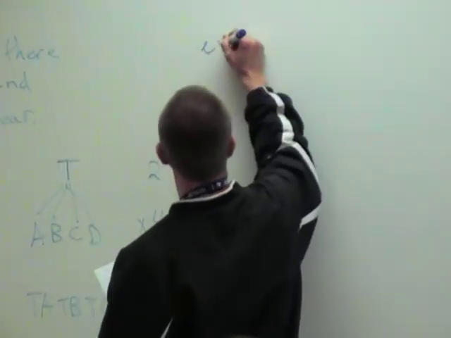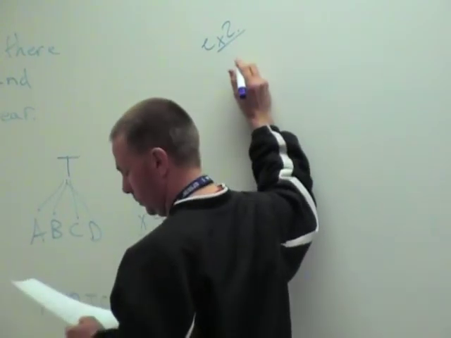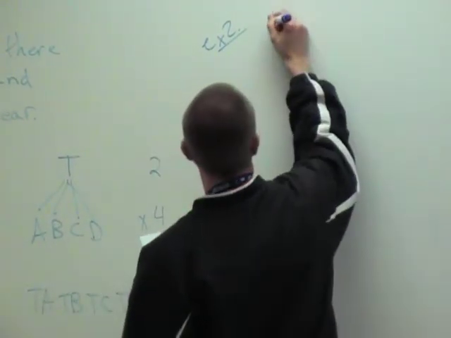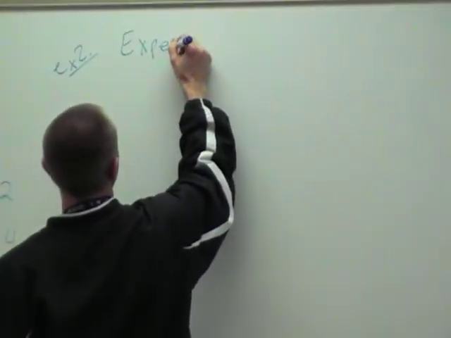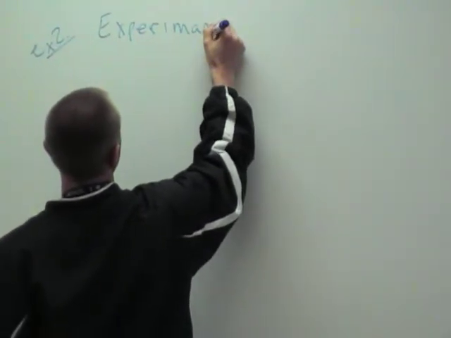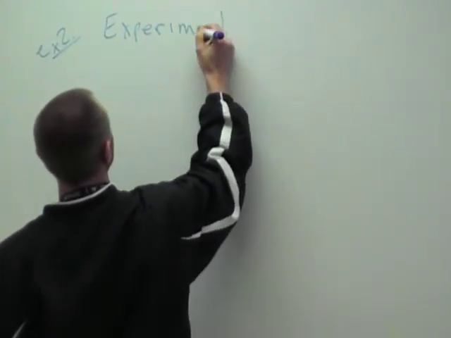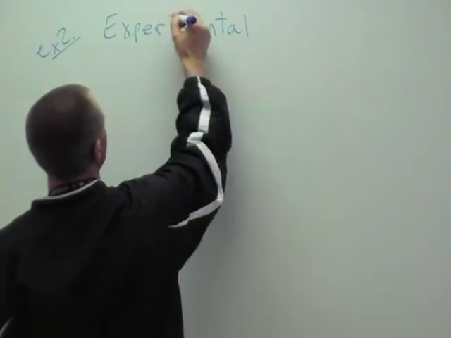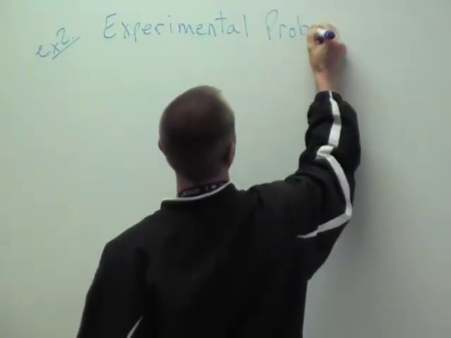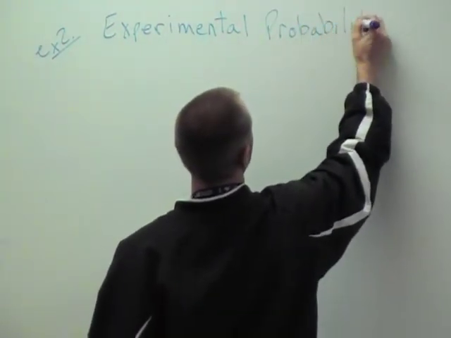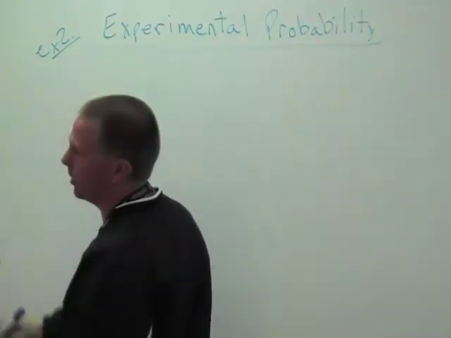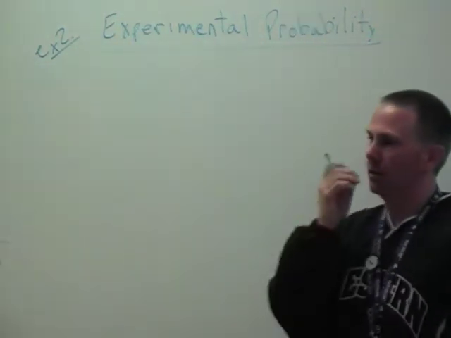Example 2. I think you guys grasp probability in general. Let's talk about experimental probability. And considering this is March Madness. Oh, I figured out what the probability of getting the purple bracket is. And it's very small, to say the least.